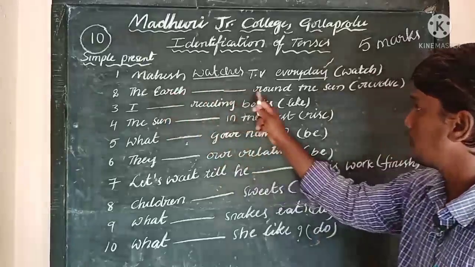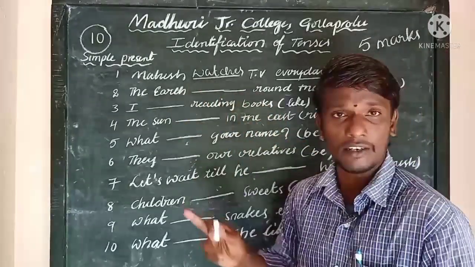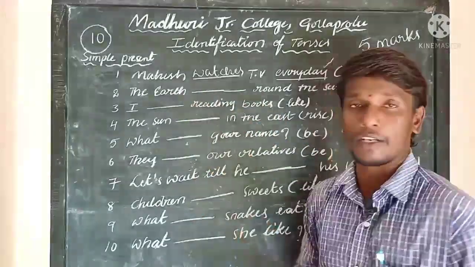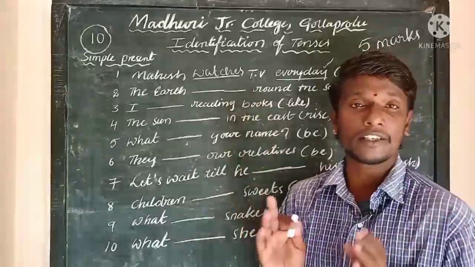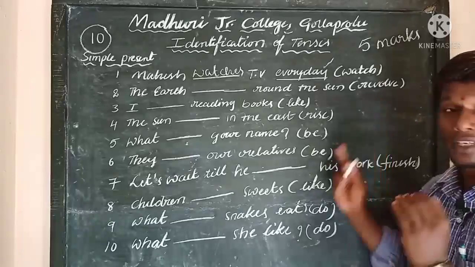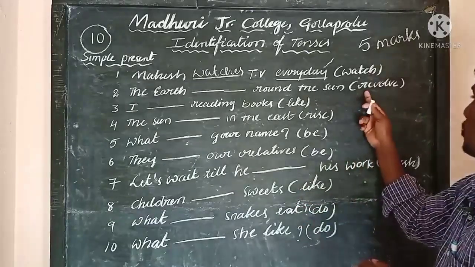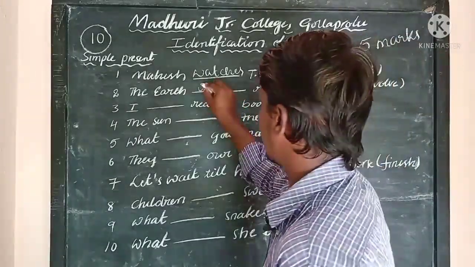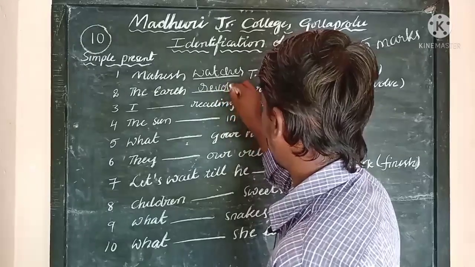Is the earth singular or plural? Yes, the earth is singular. So it comes under the third person singular. Therefore, the verb can be written in that form. Here, revolve is given, so you can write it as the verb revolves.